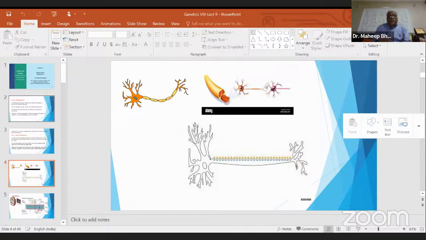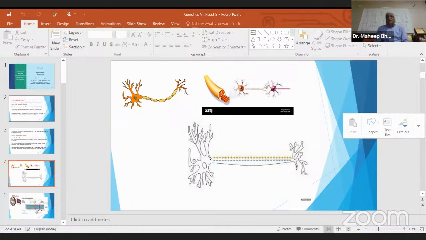And what will happen? The same change occurs. The positive charge, sodium ions, will go inside and potassium ions will go outside. And again, there is a change of charge. The previous part will come back to the normal position because of the exchange of ions. Then the next part is stimulated. So in this way, the sodium ions will go in, potassium ions will go out, and this type of exchange will take place throughout the nerve fiber.